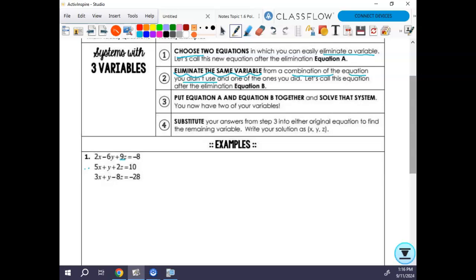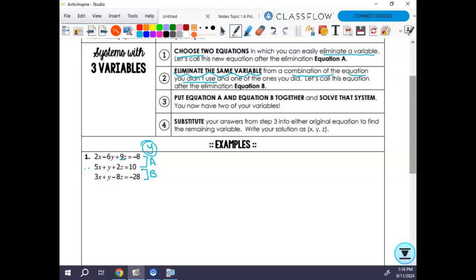So if I looked at y, I've got a negative 6y and a y. So I think I could combine these 2 together and make that set A. And then I could do the third one and the first one, but the y and the y look nice, so I'm going to use that for set B. It's helpful if you make that decision before you start and know that we're going to start by eliminating y. Okay, does that make sense?